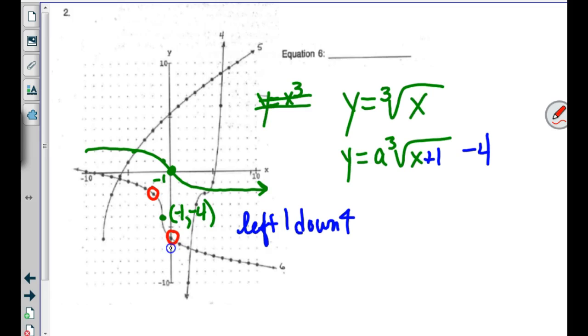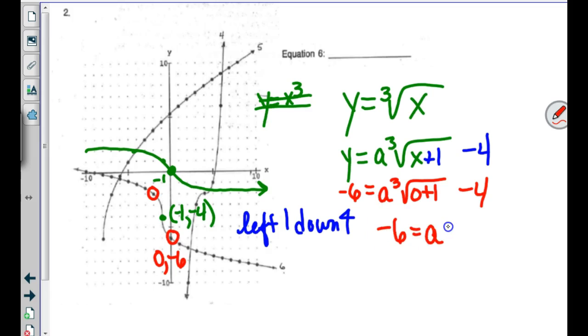Okay, the bottom one is at 0, -6. Okay, if I put that in for x and y, I'd have -6 equals a times the cube root of (0 plus 1) minus 4. What is the cube root of 0 plus 1? Cube root of 1, which is 1, times a is a. So I have -6 equals 1a minus 4, which would make a what?